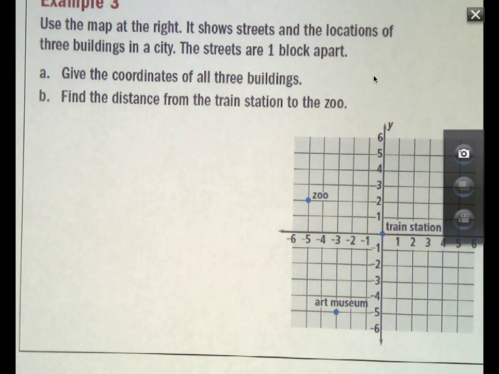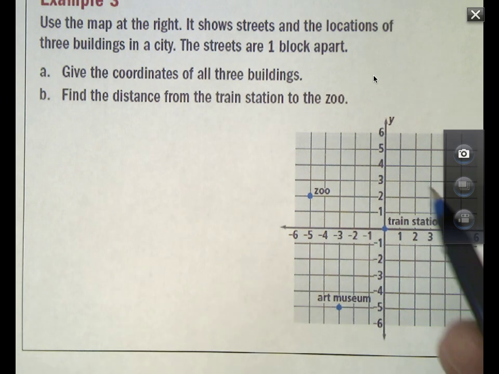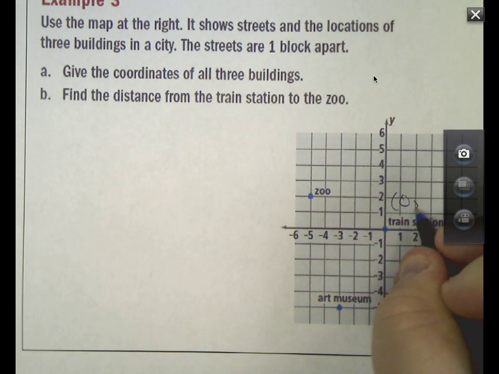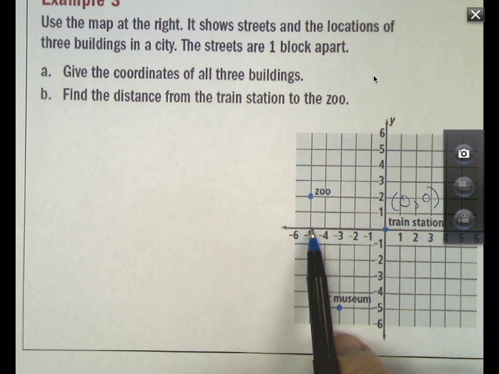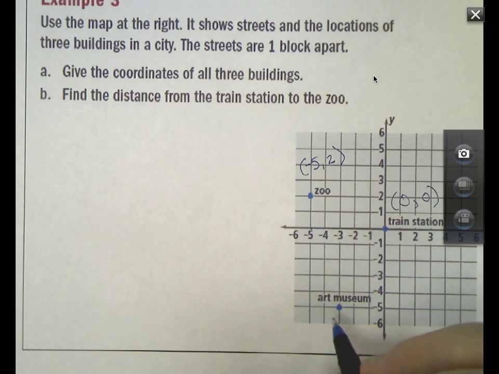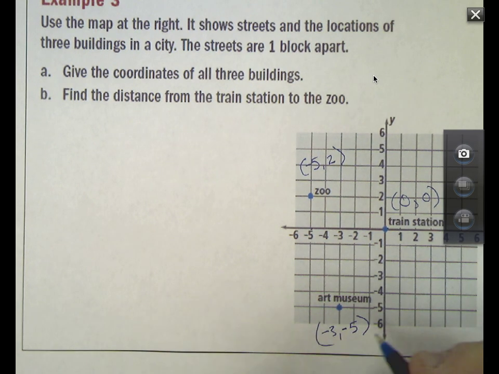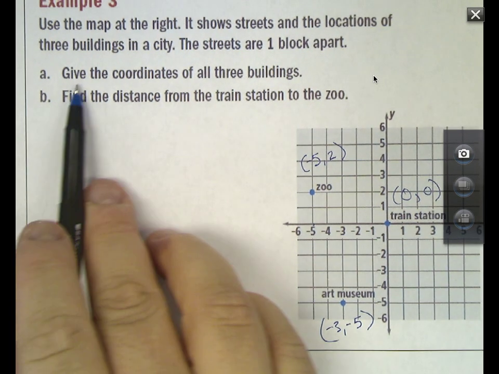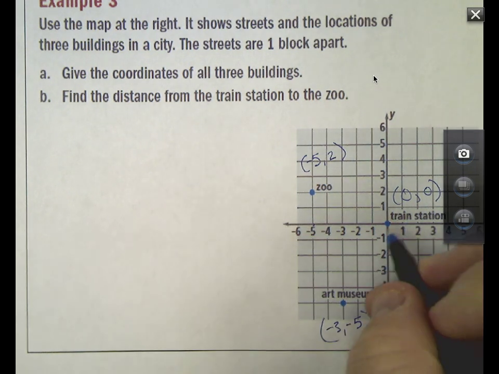Let's look at example 3. It says use the map at the right. It shows streets and locations of 3 buildings in a city. The streets are 1 block apart. Give the coordinates for all 3 buildings. Well, this is obviously 0, 0. This is negative 5, 2. My art museum is negative 3, negative 5. Okay? So we did all the coordinates.